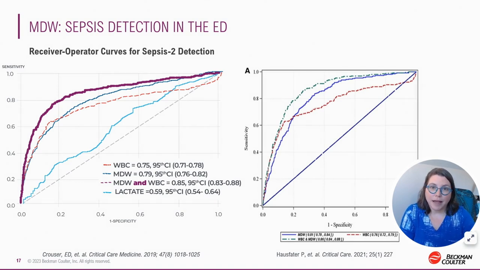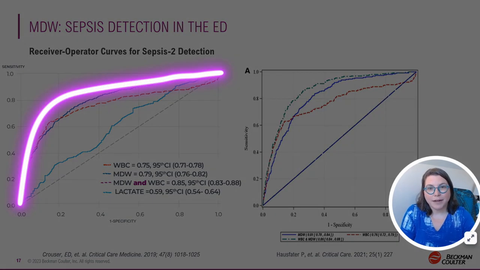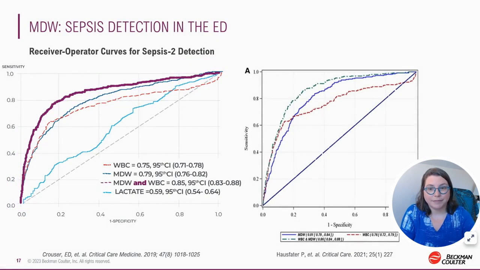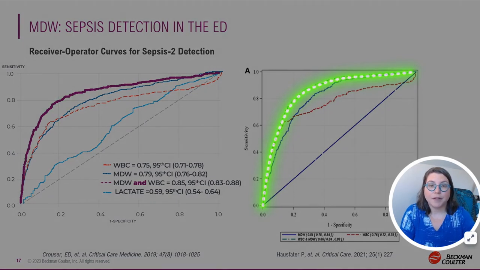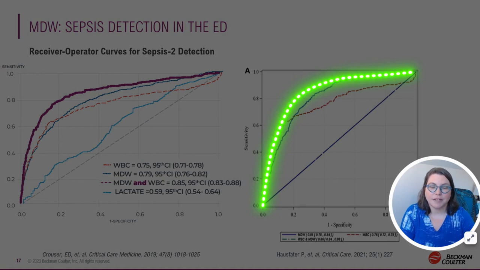The raw curve on the left is based on data from the U.S. pivotal trial. The thick purple line represents the diagnostic ability of combining MDW and abnormal white blood cell count, which was superior to white blood cell count alone, MDW alone, and lactate. The raw curve on the right is based on clinical data from the European pivotal trial, and the green dashed line represents the diagnostic ability of combining MDW and white blood cell count, which again was found to be superior to MDW or white blood cell count alone.